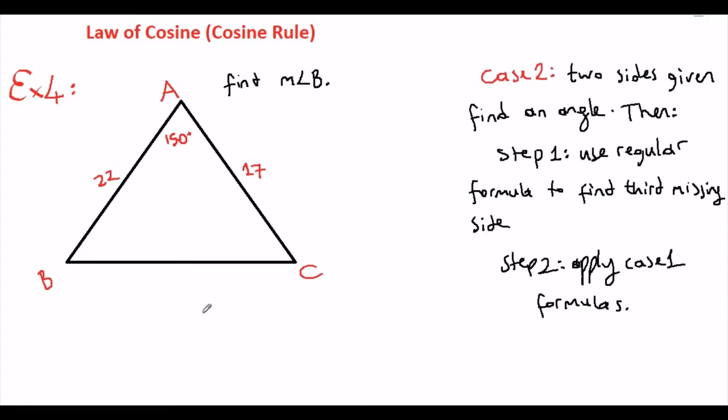This is problem 4. We are given triangle ABC, we are given side C, and we are given side B, and we are looking for angle measure B. We are looking for an angle, but we don't have 3 sides given. So we're going to go 2 steps. Step 1, we're going to find the third missing side, which is side A. And then, when we have 3 sides, we can find the angle by directly applying the formula. Let's go ahead.